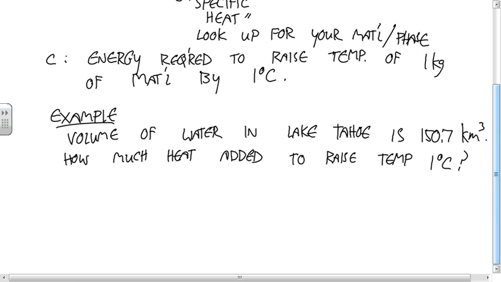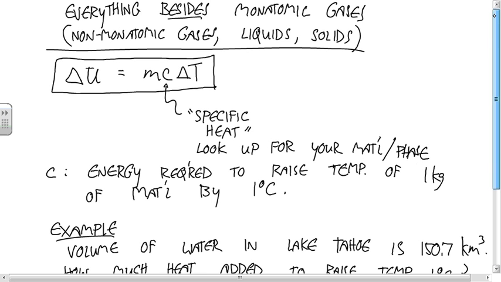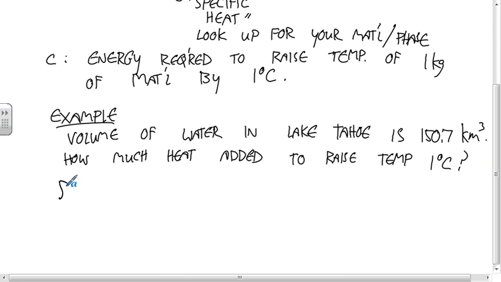Okay, so I gave a volume of water. To use this equation, we need to get the mass. So how can we go from the volume to the mass? What's the quantity that'll get us there? We need to go from a volume to a mass, so density is the thing that'll help us. And the density of water is 1,000 kilograms per cubic meter.